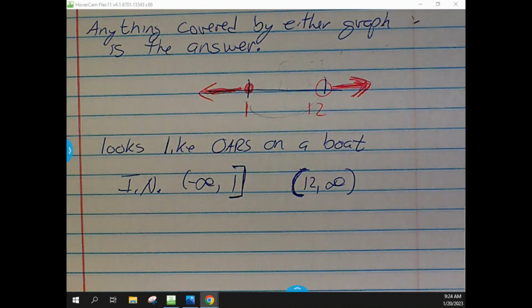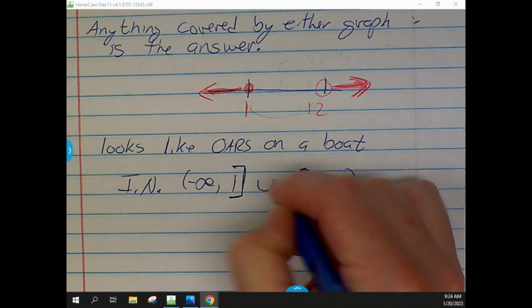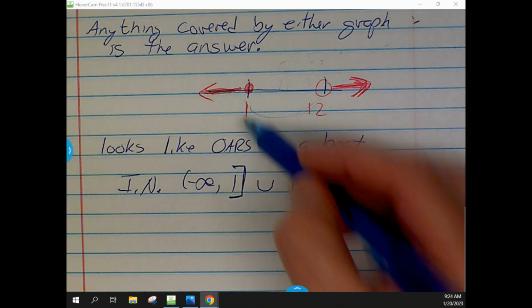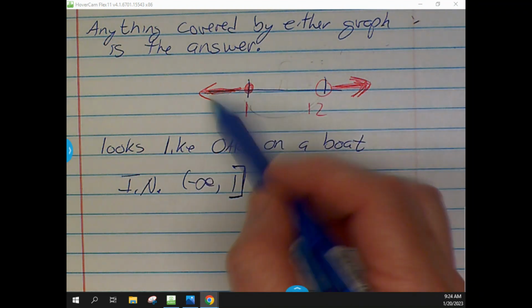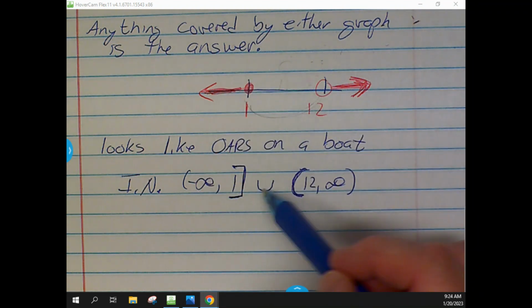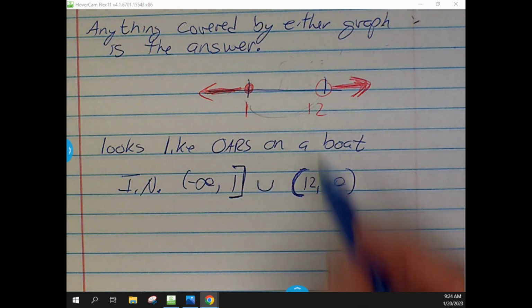And whenever you've got the or statements, just put a U in the middle of it. Looks kind of like the U part of the boat. It says, all right, we're going to go do this part, and then we're going to jump over here with that U for a union with this part over here.